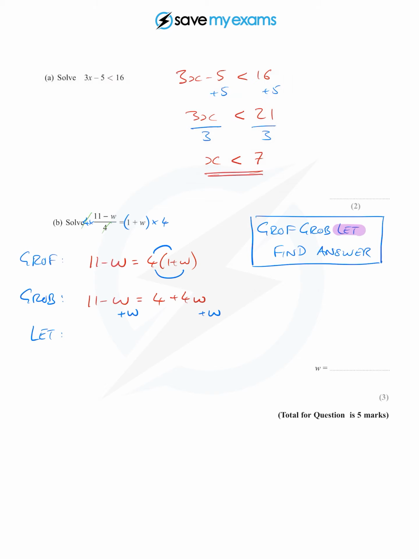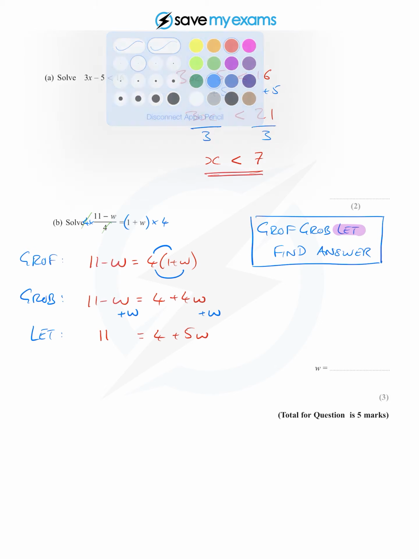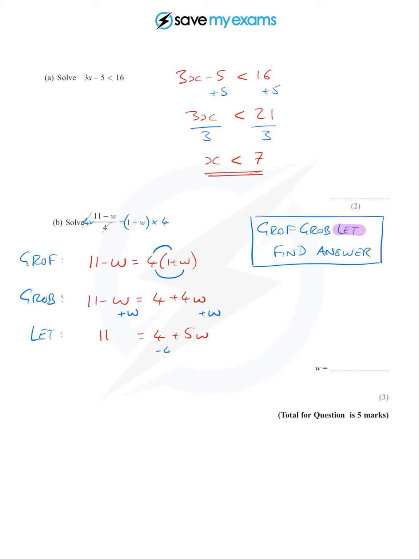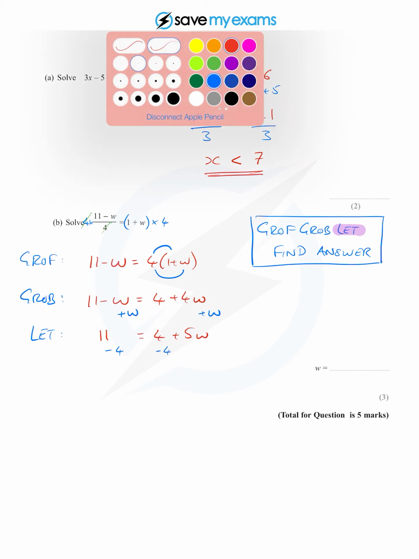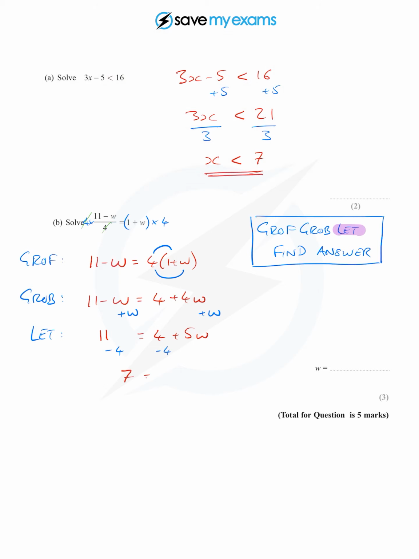So what does that leave us with? If I add w to both sides, I get 11 on the left, and I get 4 plus 5w. And then I keep examining the terms. There's a 4 on the right I no longer want, so I'm going to subtract it, and I must subtract it from the left as well. And that gives me 7 is equal to 5w.